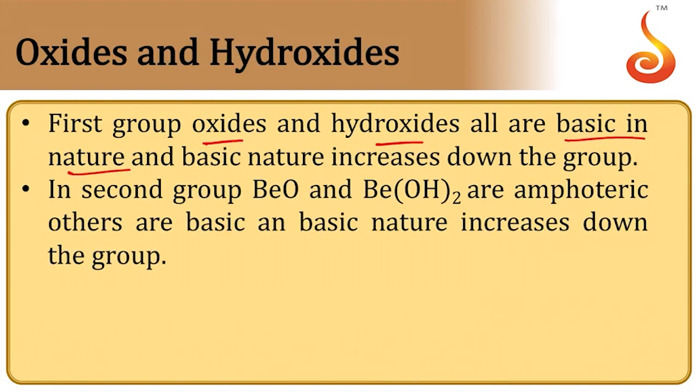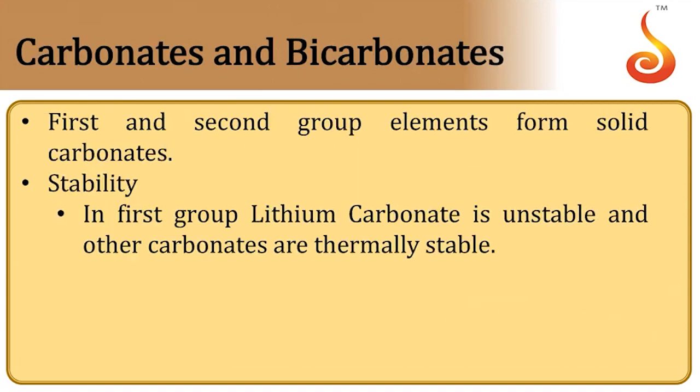In the first group, oxides as well as hydroxides are all basic in nature, and basic property further increases down the group. In second group elements, beryllium oxide and beryllium hydroxide, the first ones, are amphoteric in nature, whereas all the remaining ones are basic in nature, and basic property further increases. So in s-block elements, among oxides and hydroxides, only beryllium oxide and beryllium hydroxide are amphoteric. All the rest are basic, and basic nature further increases down the group.